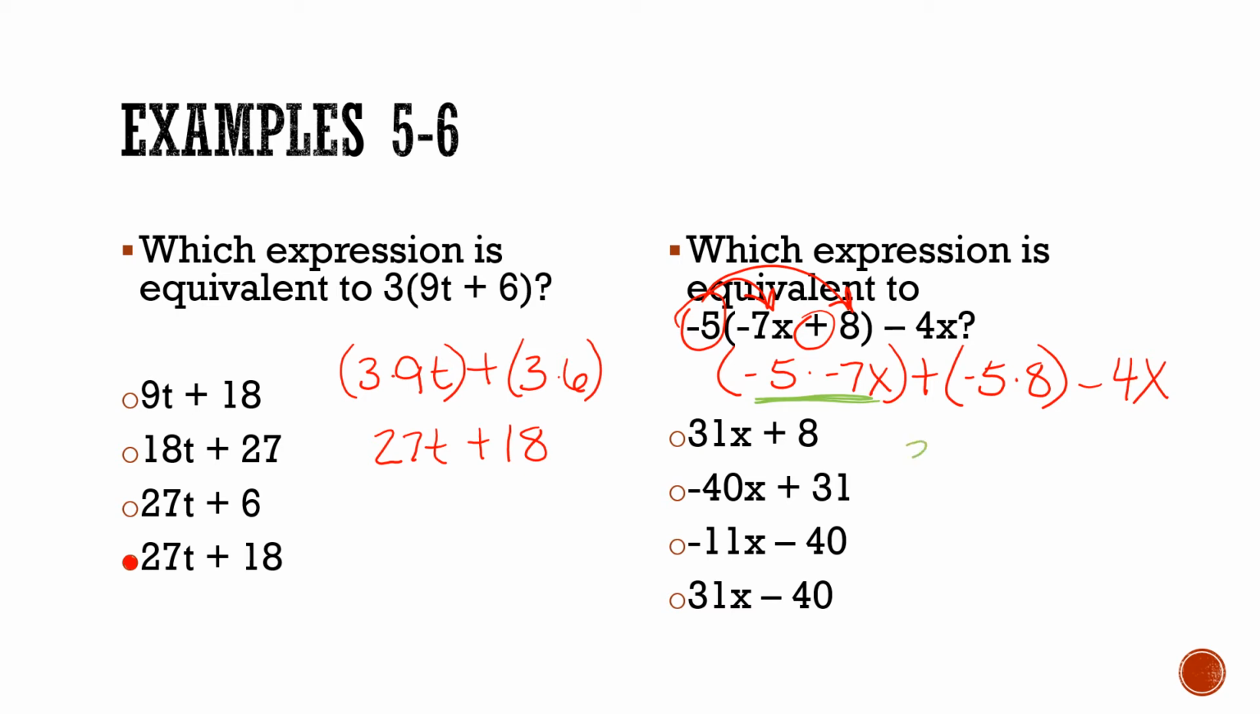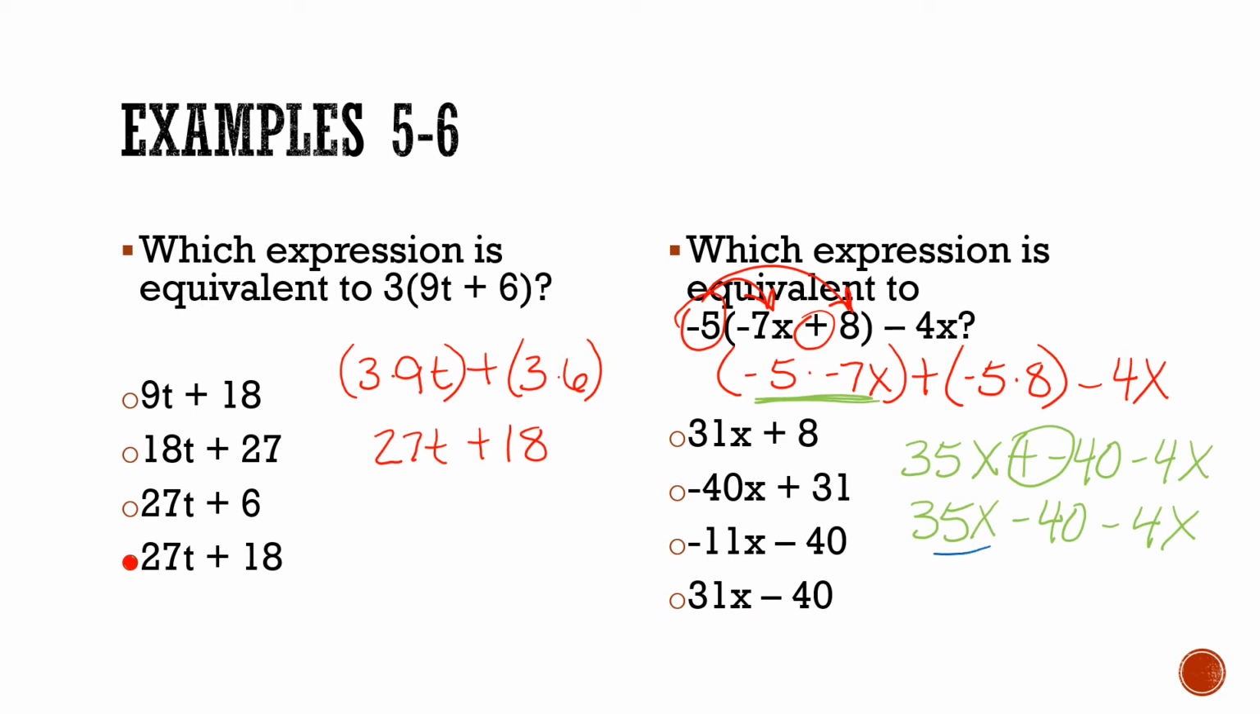So 5 times 7 is 35x. I've got this plus sign to bring down. But then negative 5 times positive 8 makes that negative 40. And then I've still got my minus 4x. So I end up with socks right here. So that would simplify to 35x minus 40, since those are not matching socks, minus 4x.